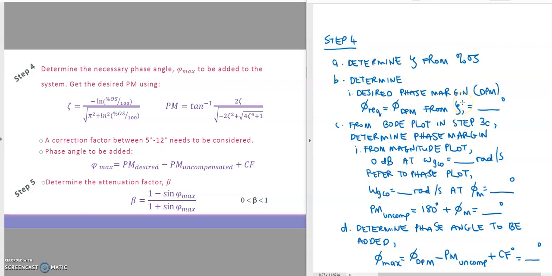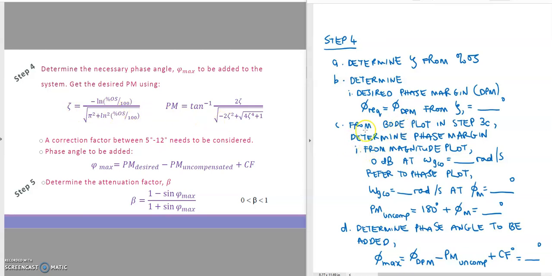Now for step number 4, the first one we need to determine the damping ratio zeta from the given percent of overshoot, using this formula. And the next one, determine the desired phase margin, dPm, which is equal to the required phase margin, using the value of the damping ratio and this formula. So steps 4A and 4B are based on these two formulas.